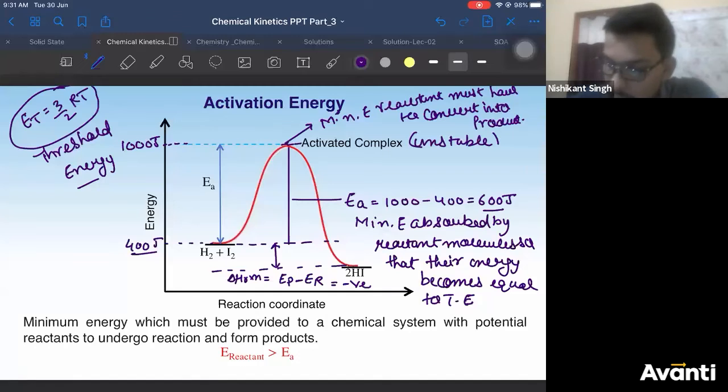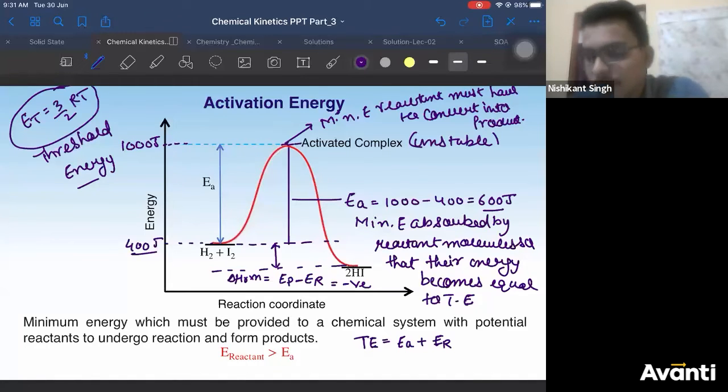Right. Now, an important relationship. Threshold energy is equal to activation energy plus energy of reactant. Threshold energy equals activation energy plus energy of reactant molecules, right? This is another thing.